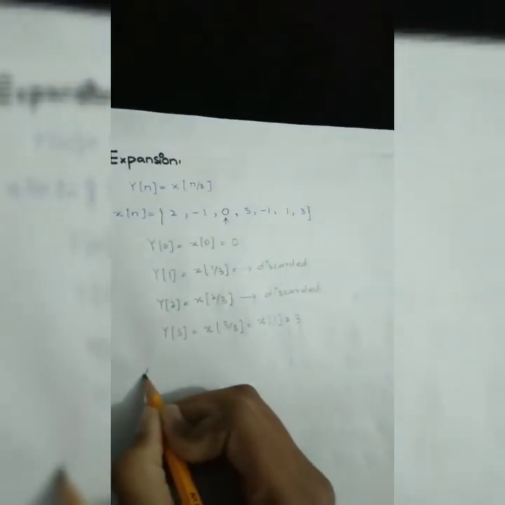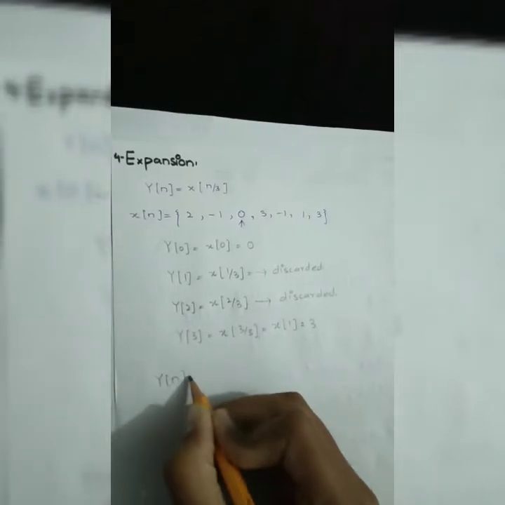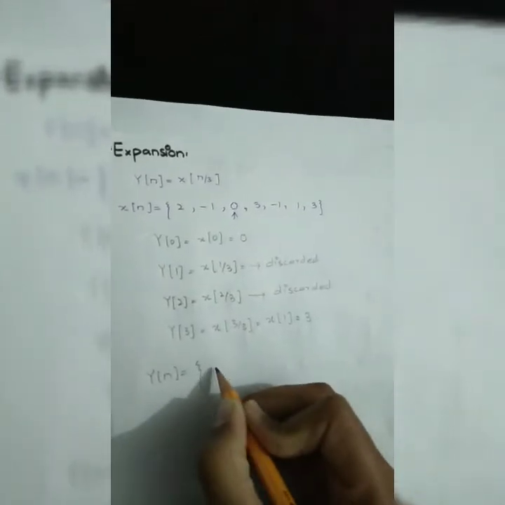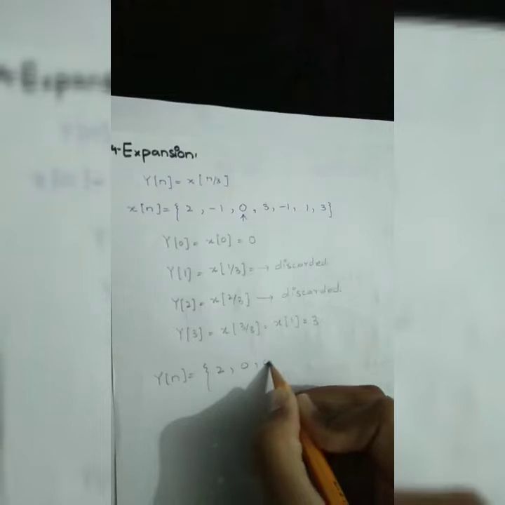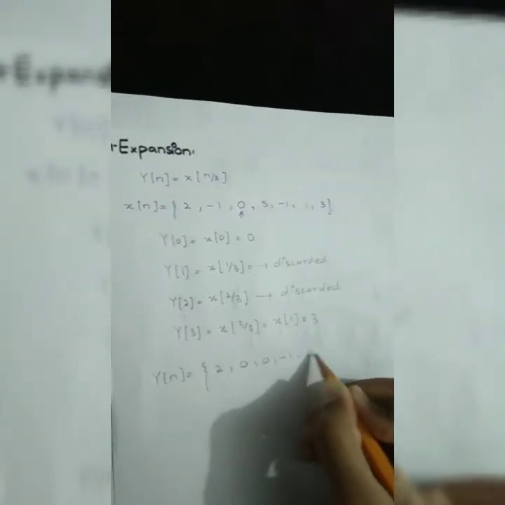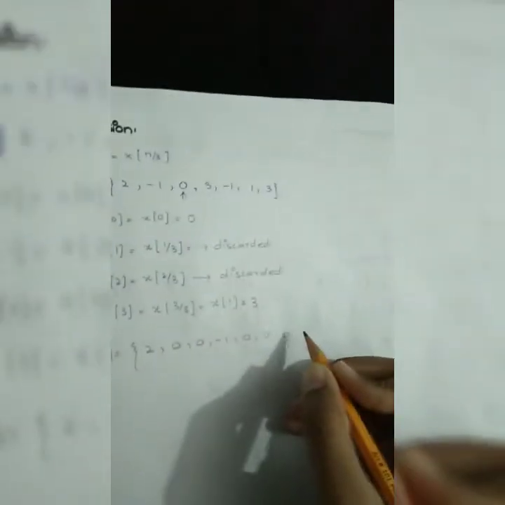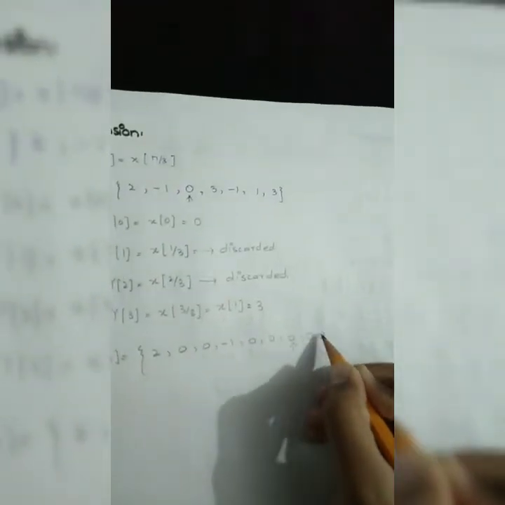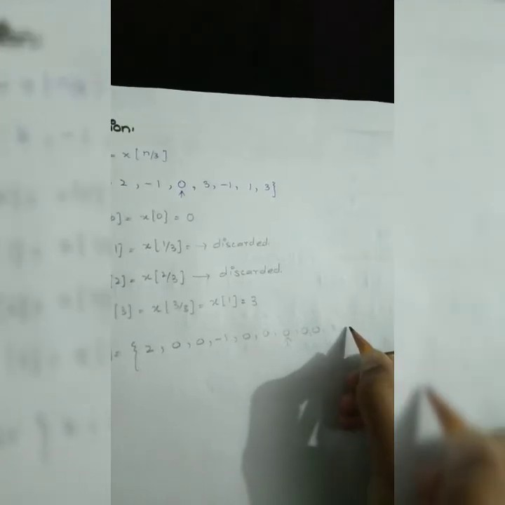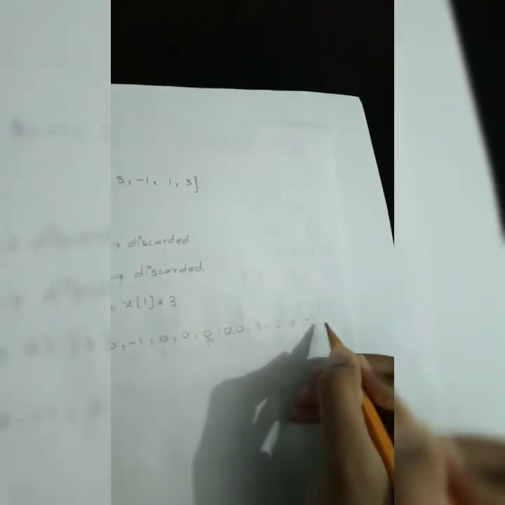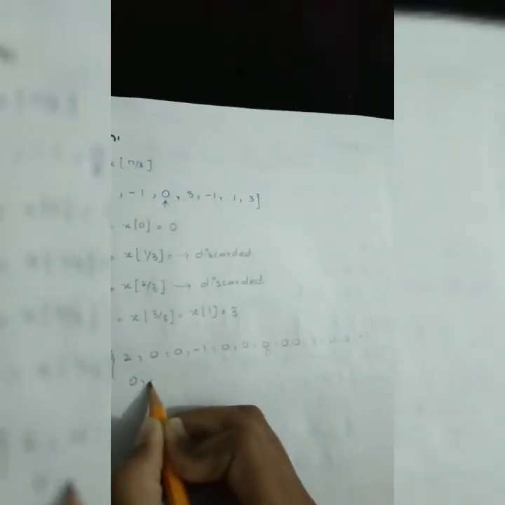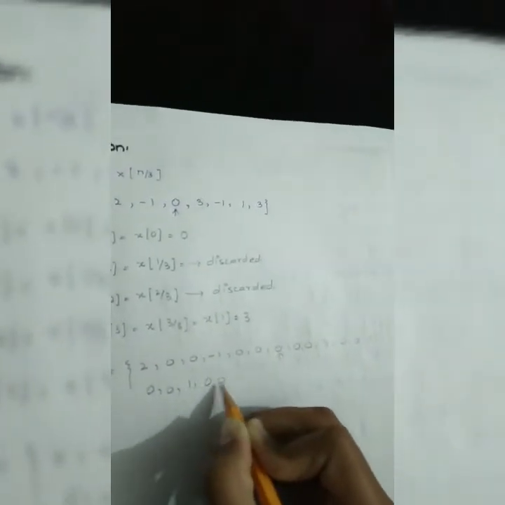So y of n will be equal to 2 0 0, then minus 1 and 0 0 0, and this is our zero index value, then 0 0 3, 0 0 minus 1 0 0 1 0 0 3. So in this way we find the expanded form of y of n.